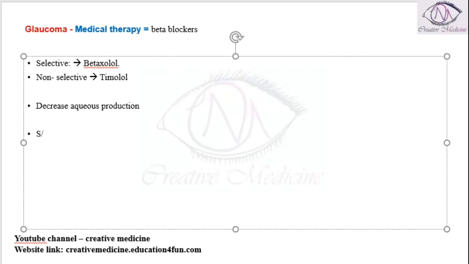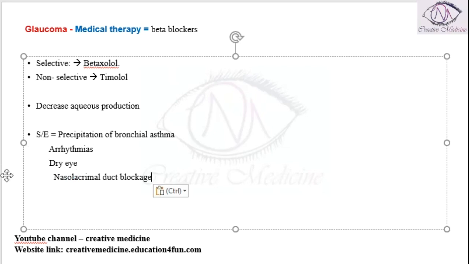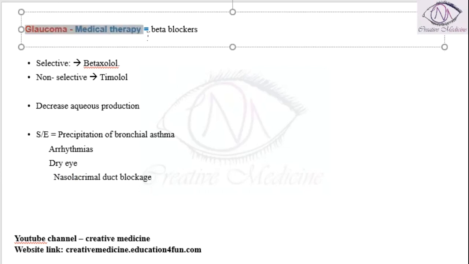And if you see the side effects of beta blockers, these beta blockers can precipitate bronchial asthma. They can cause arrhythmias in the patient, and thus they are contraindicated in such situations. They can cause dry eye, and they can also block the nasolacrimal duct. Blockade can occur. So this is about the medical therapy, beta blockers.